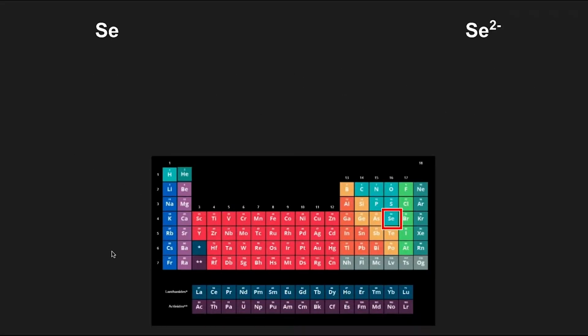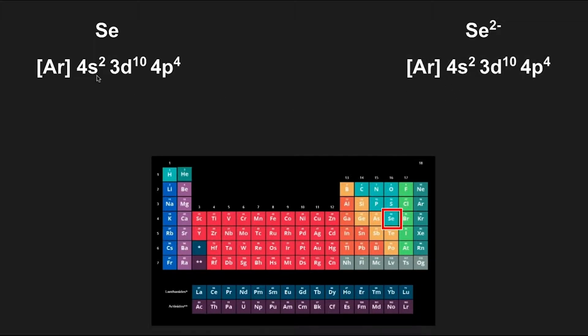Okay, so now let's look at an example of the ground state selenium versus its 2- ion, which is the typical charge for selenium. Using what we learned to write electron configurations, we know that selenium in its ground state has an electron configuration of argon 4s2, 3d10, and 4p4. Now for selenium 2-, we're going to start off by writing its ground state electron configuration, which is the same as here. But it's going to be different because we have to add on 2 electrons, signified by this 2- up here.